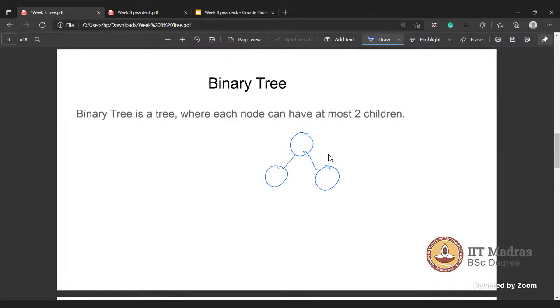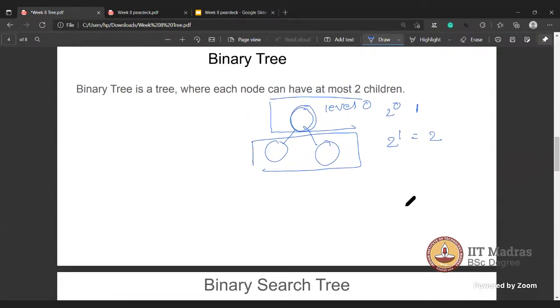Okay, then I will show one important point. So in level 0, what is the maximum number of nodes? In level 0, 1. 2 raised to power 0. 2 raised to power k, whatever the kth level is. So in level 1, 2 to the power 1, which is 2. So everyone knows, that is the maximum, right?